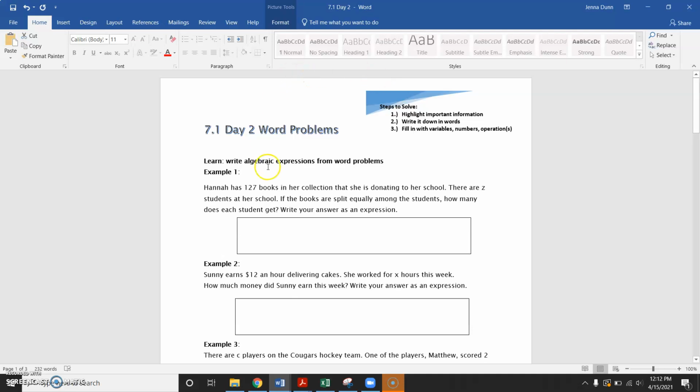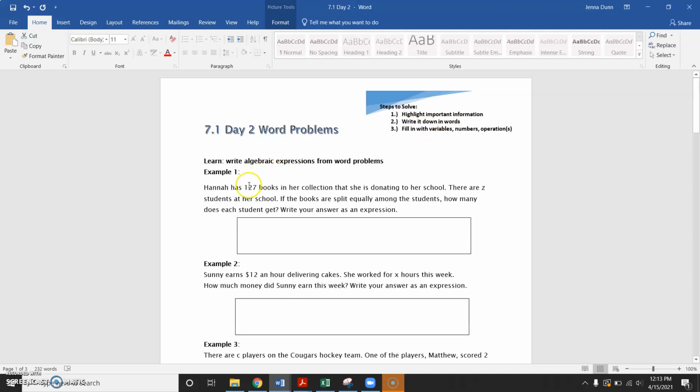So let's get started. We are going to learn how to write algebraic expressions from word problems. Let's look at the first example. It says, Hannah has 127 books in her collection that she is donating to her school. There are Z students at her school. If the books are split equally among the students, how many does each student get? Write your answer as an expression.